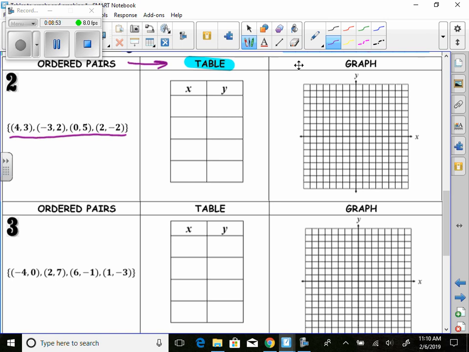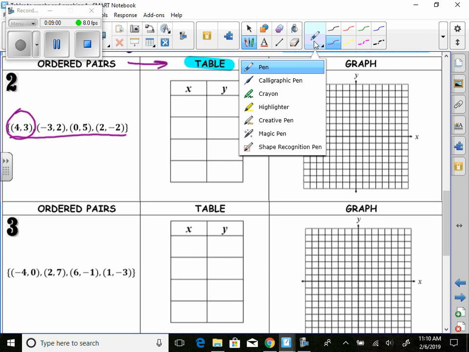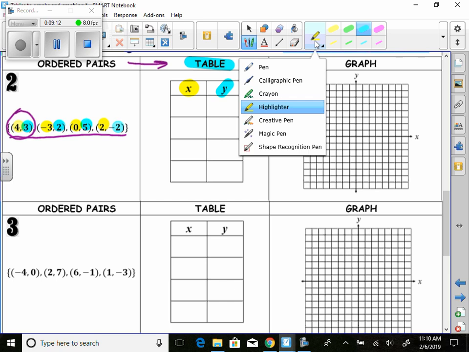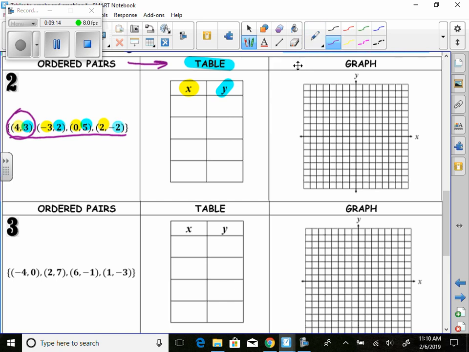All right, so the first point is 4, 3. So 4 is X, 3 is Y. So I'm simply going to plot all of my X values into the X column and all of my Y values into the Y column, okay? And then the combination of two will give me an ordered pair. So first point is 4 and 3. So 4 goes into the X column, 3 goes into the Y column.